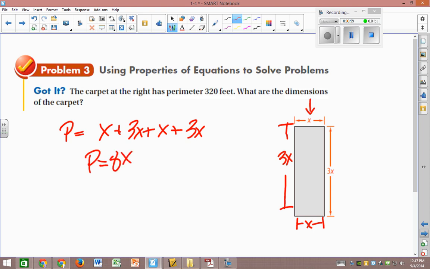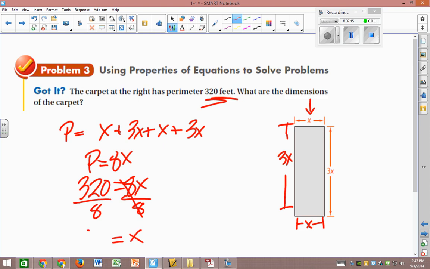8x. Okay, and then we know the value of the perimeter, it's 320 feet. So if we do that, that will help us find the missing x value. So what would you do? Well, just divide by 8 to get the variable alone. So that's 40 feet, but wait a second. We're not done, because this asks for what the actual dimensions are, like what is it in feet? We just found what x is. So we did find one side of the carpet, it's 40 feet. How would we find the other side of the carpet? Well, 3 times x is 3 times 40, so that'd be 120.